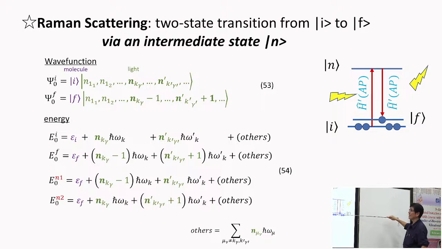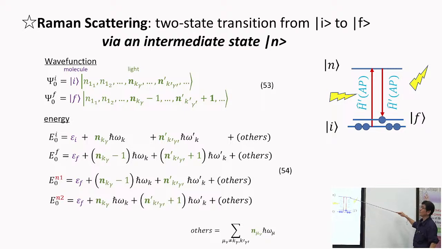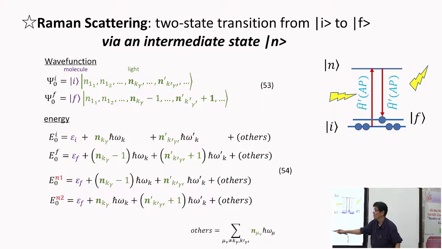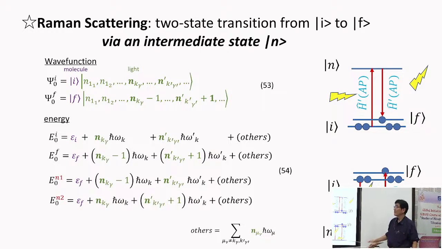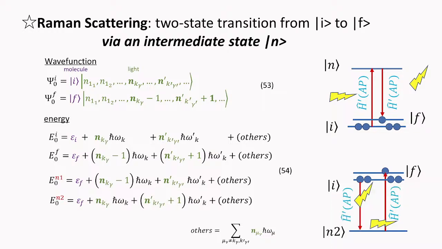So here is the diagram of the first, N1 state. In the first step, the incident photon is consumed to drive the system from I to N. So the number of photons decreases. Then in the second step, as a consequence of the interaction, light is emitted. So the number of photons of the other part increases by 1.